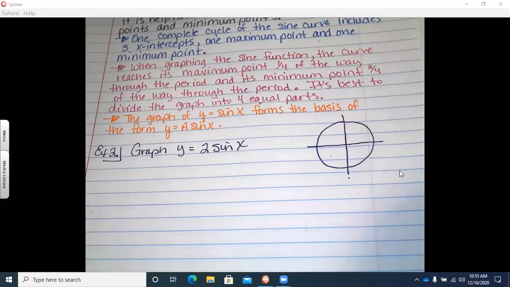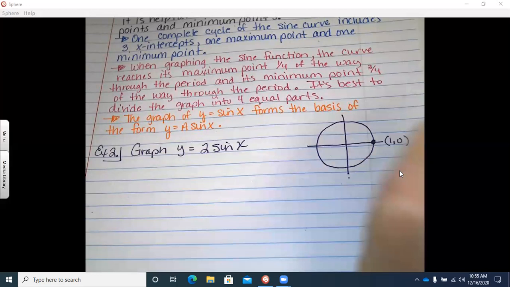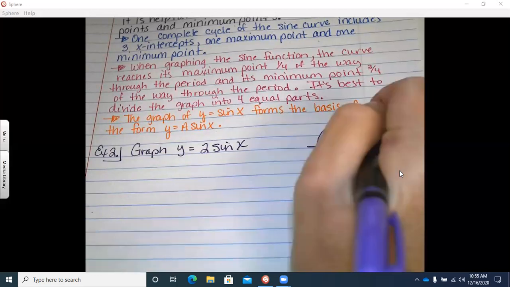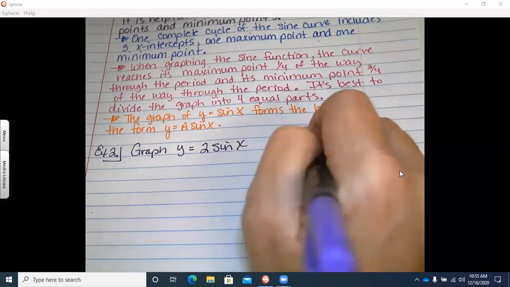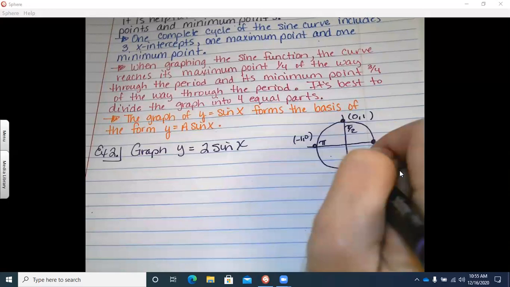At pi halves, the ordered pair is 0 comma 1. At pi, the ordered pair is negative 1 comma 0. At 3/2 pi, the ordered pair is 0 comma negative 1. And at 2 pi, the ordered pair is also 1 comma 0.